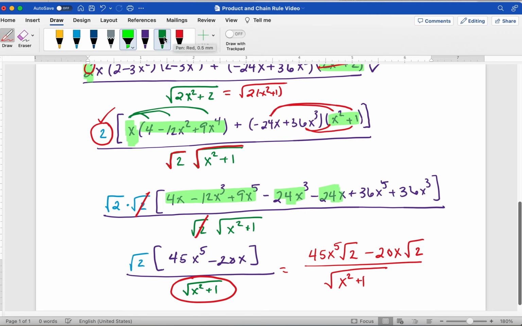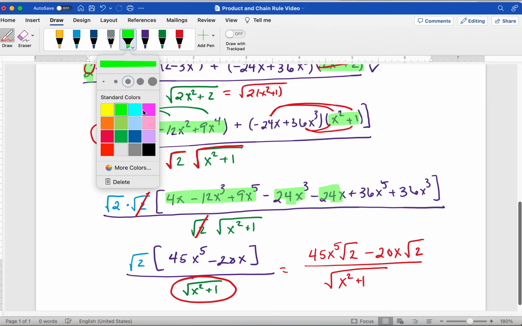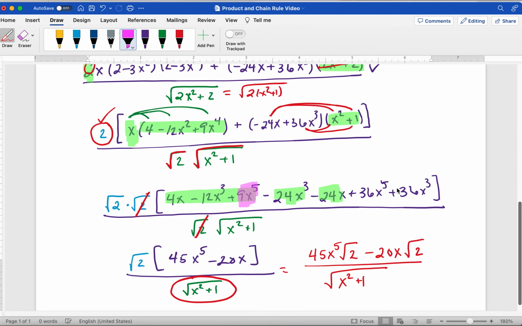To finish this out, it really is just a matter of combining those like terms. If you notice, we've got a couple of x to the fifths right here, and you combine those together, that's where we get the 45. We've got a couple of x cubes, right? Negative 12 and negative 24 give me negative 36. But then over here, that positive 36 is going to cancel it out. So there are no x cubed terms. And our last terms that are common are those. That's where we get the negative 20x. We can finish this out just based on what I think Newton's going to have by distributing the square root of 2. And this is our final answer.